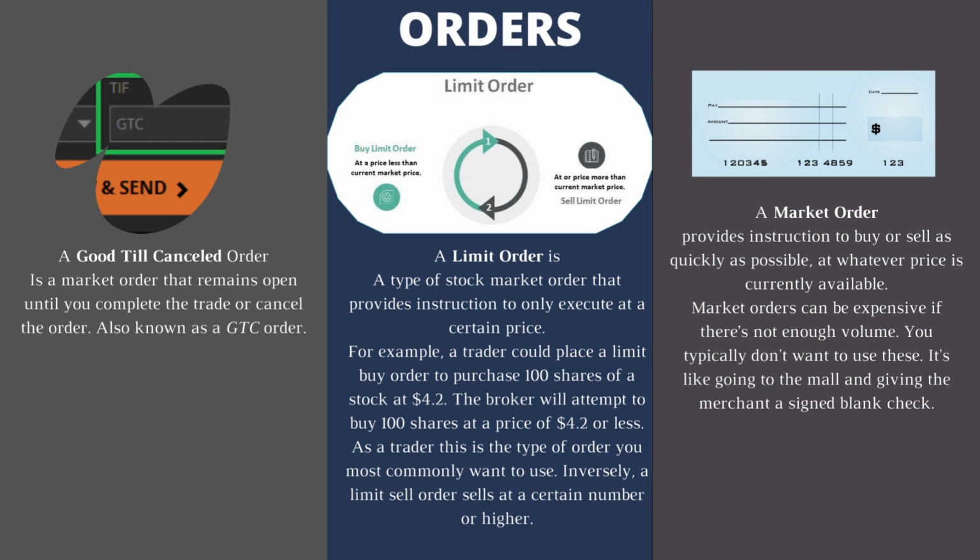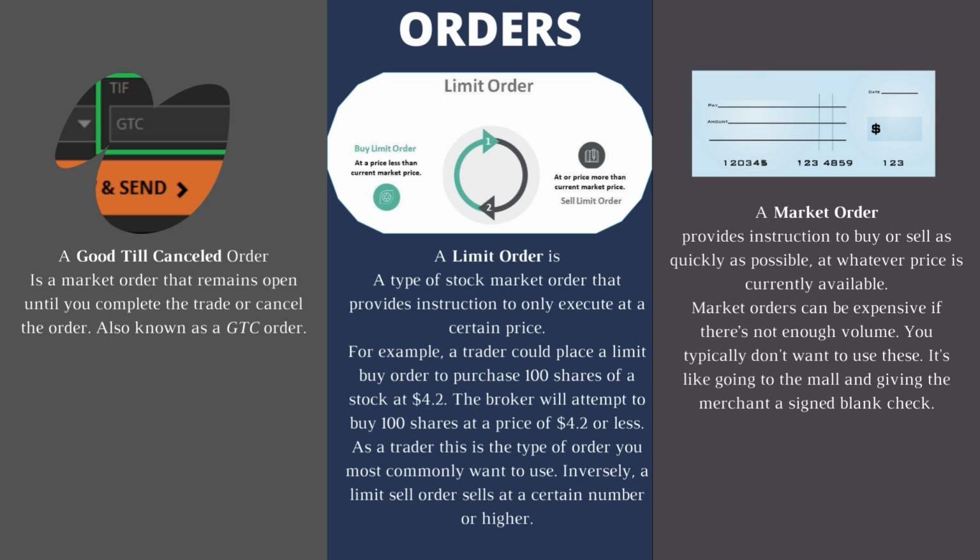A limit order is a type of stock market order that provides instruction to only execute at a certain price. For example, a trader could place a limit buy order to purchase 100 shares of a stock at $4.20. The broker will attempt to buy 100 shares at a price of $4.20 or less. As a trader, this is the type of order you most commonly want to use. Inversely, a limit sell order sells at a certain number or higher.